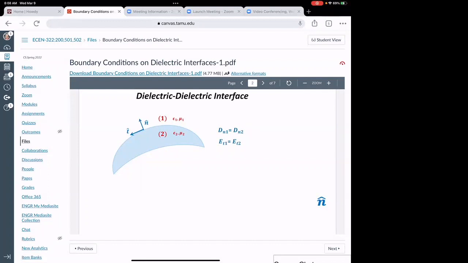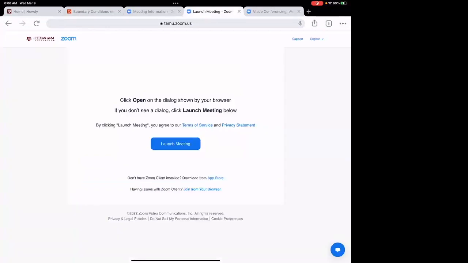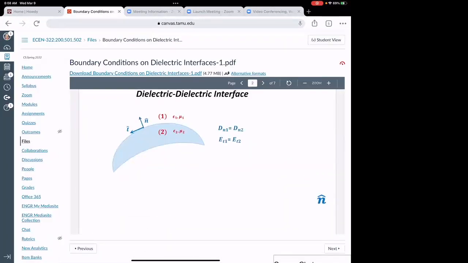Now, let me ask you this. When mu1 and mu2 are equal to mu naught, so the materials are only dielectric materials, all right? The mu that you see here, and I don't know how to write here, just a second, let me try to figure out here.